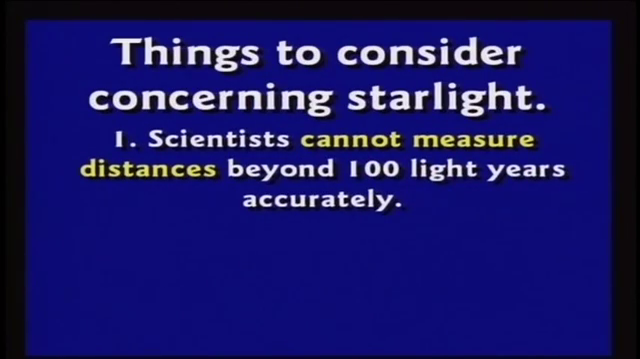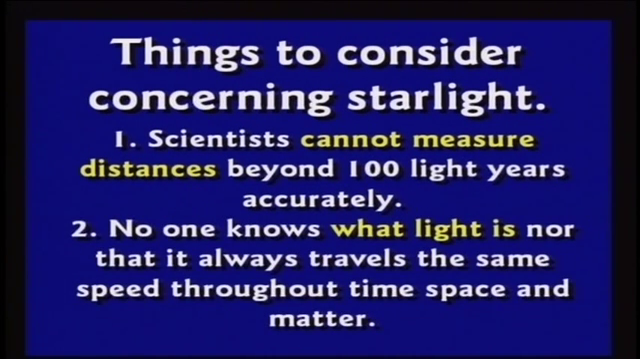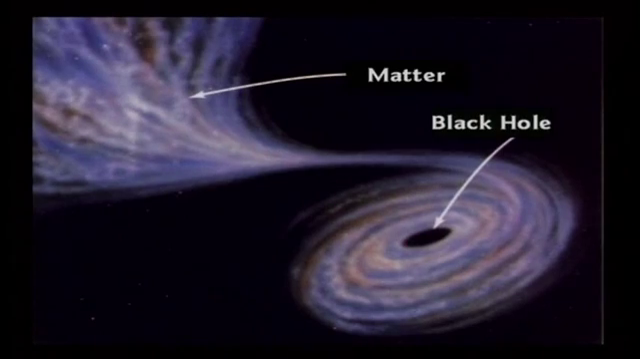So some things to consider. Number one, we cannot measure distances accurately beyond 100 light years. And I would even question the 100 as far as accuracy. You start to really get some wild numbers when you get out there. Secondly, nobody knows what light is. We certainly don't know that it's always traveled the same speed. The whole theory behind a black hole is that light can be attracted by gravity. Now, if light can be attracted by gravity, then the speed of light is not a constant. You can't have your cake and eat it too. The light is not a constant.